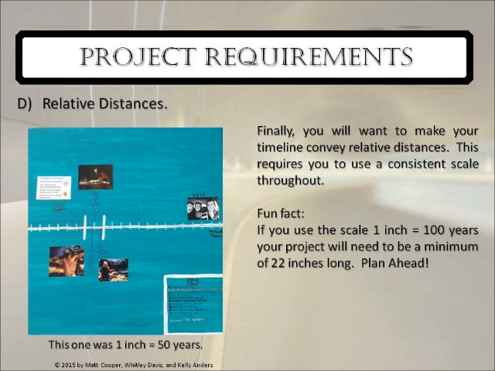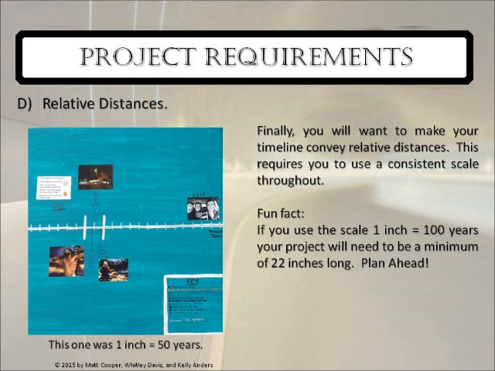And the last of our project requirements is that I'm going to ask that your timeline needs to convey relative distances. And by that, I simply mean that your timeline uses a consistent scale throughout the entire project. The scale can be anything, but I recommend somewhere along the lines of 1 inch should equal about 100 years. And in case you're wondering, interesting fact, since our entire timeline project is covering from 2200 BC at least all the way up until about 100 AD, you're going to need at least 22 to 24 inches if you're going to use the 1 inch equals 100 year scale.